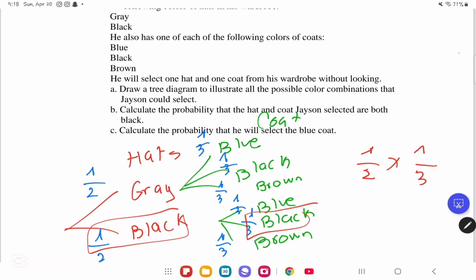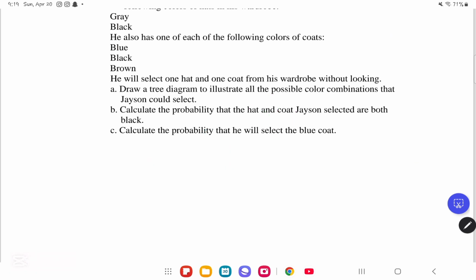Now guys, of course we have some keywords here. They said hat and coat. Whenever you see and, you do multiplication. Whenever you see or, you are going to do addition. Since they said and, you are going to do multiplication. So 1 over 2, the probability of him choosing the black hat, times the black coat, which is 1 over 3, and you will get an answer of 1 over 6. We move on to part C.